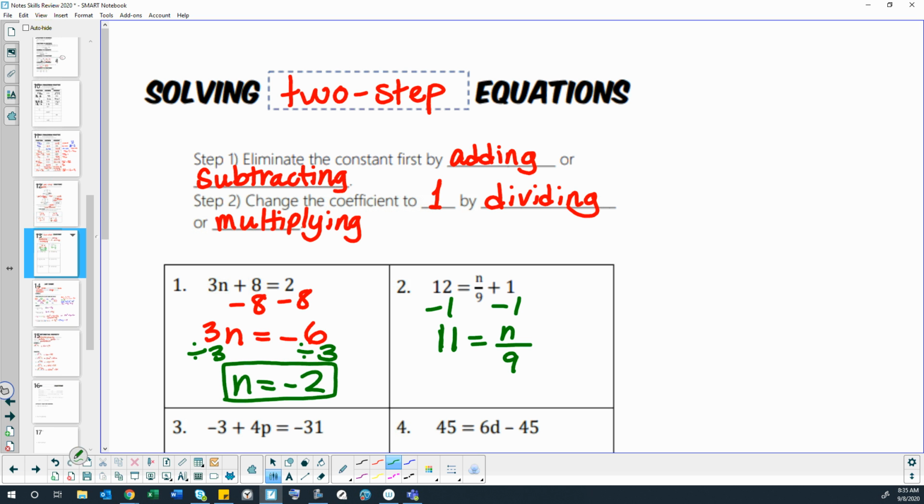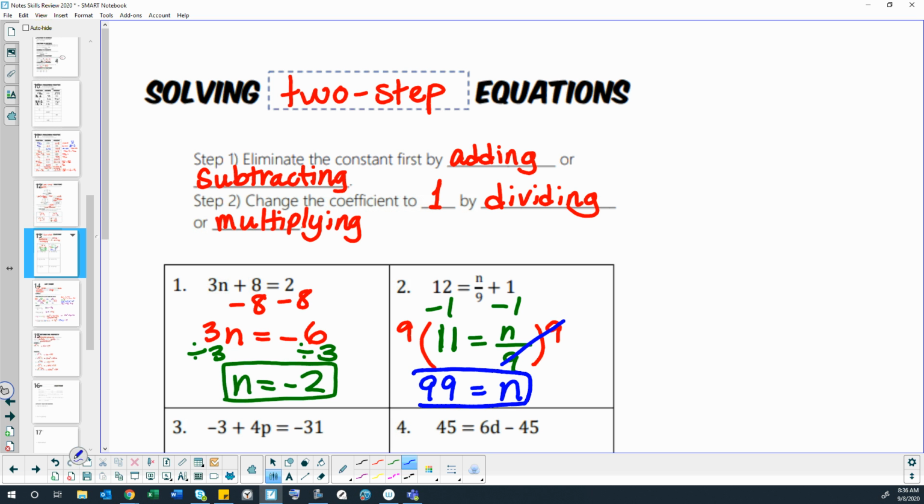So now we want to get n by itself. It's currently dividing by 9. We need to get rid of the division by 9. So we just have 1n. How do we get rid of division? Multiply. So we're going to take and multiply both sides by 9. That turns that into 9n divided by 9, so the 9's cancel out. And then on this side, we have to do 9 times 11, so 99.